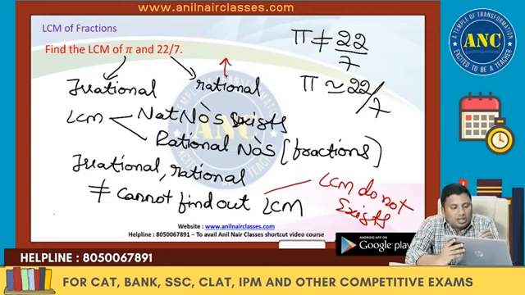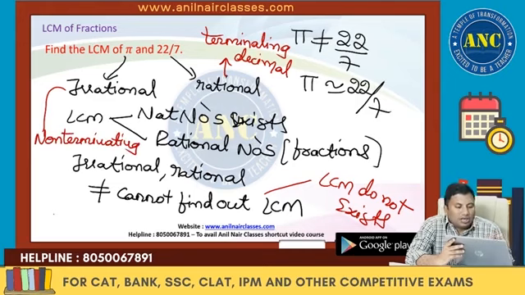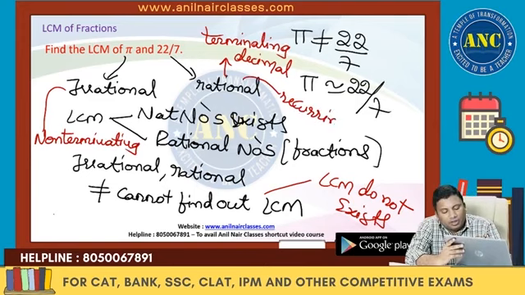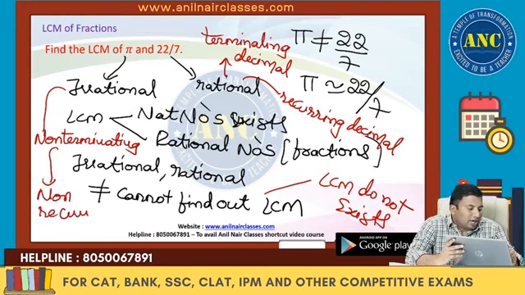Why? Because rational is a terminating decimal. Irrational is a non-terminating decimal. First reason. Rational is a recurring decimal, the value will keep on moving. Irrational is a non-recurring decimal.